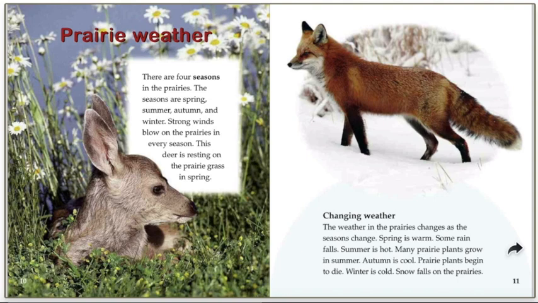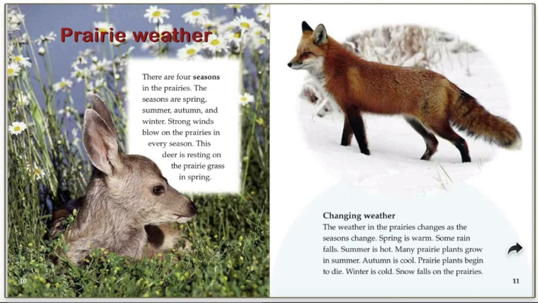There are 4 seasons in the prairies. The seasons are spring, summer, autumn, and winter. Autumn is just another word for fall, so the seasons are summer, fall, winter, and spring. Strong winds blow in the prairies in every season. This deer is resting on the prairie grass in the spring.